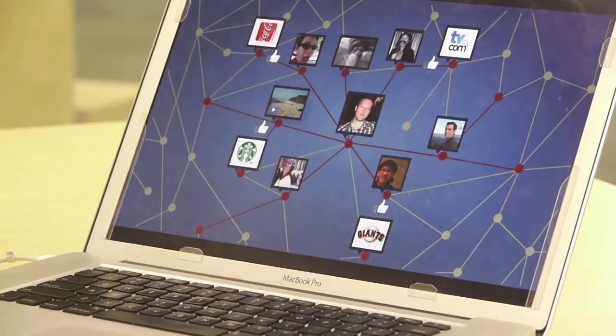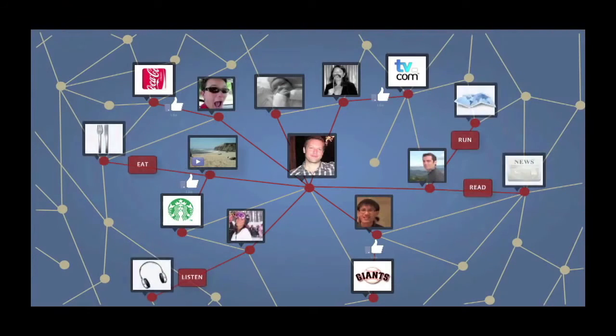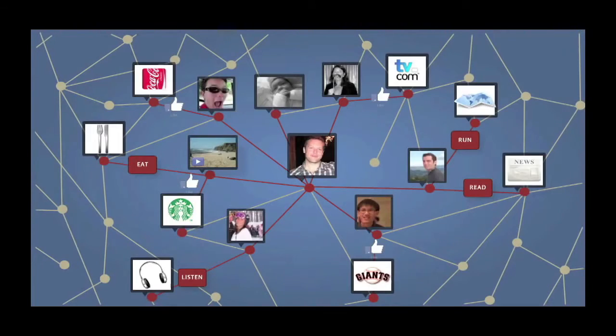And so what we launched in September 2011 is the next version of the Open Graph. And that allows you to connect to any object on the web in any way you want. So I don't just have to like a movie now. I can watch a movie. I can read a news article. I can listen to a song. And I can eat at a restaurant. I don't just have to check in there or like the restaurant. And that is the power of the Open Graph.